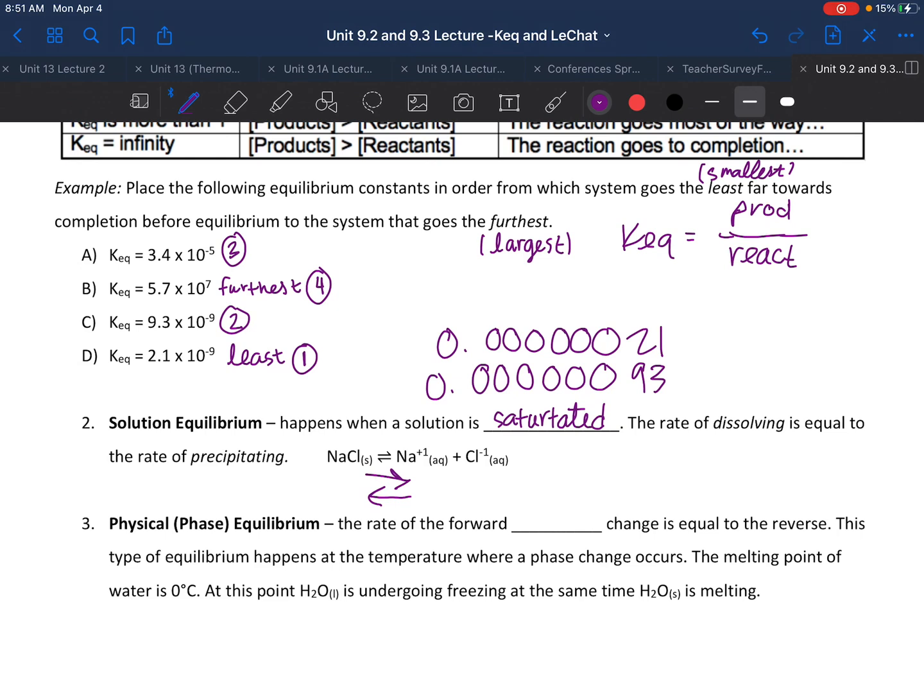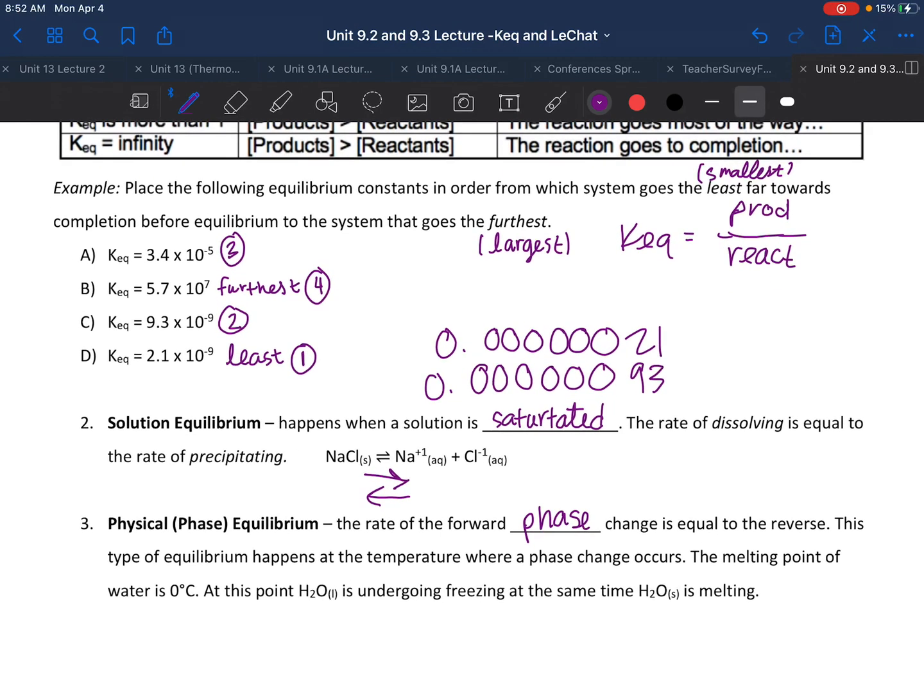Then we also have phase or physical equilibrium. The rate of the forward phase change is equal to the reverse. A good example: if we define water going from solid to liquid, melting, as the forward, the reverse would be going liquid to solid, so freezing. We could say that melting is occurring at the same rate as freezing, and this would happen at 0 degrees Celsius. Making solid water out of liquid, making liquid water out of solid, both of those changes are happening, but since they're equal, it doesn't look like much is changing.